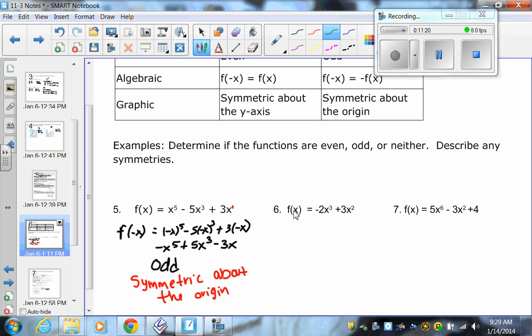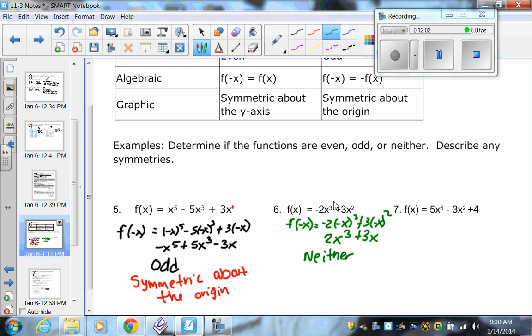Let's try another. If I use the algebraic definition, you'd have f of negative x equals negative 2 times negative x to the third plus 3 times negative x squared. A negative to the third is going to be a negative, so a negative times a negative is a positive. A negative to an even power is a positive, so then that's just going to be plus 3x. So we ended up with an opposite sign here and a same sign here. So they're not all opposite and they're not all the same as the original function. So this one would be that it's not odd and it's not even.